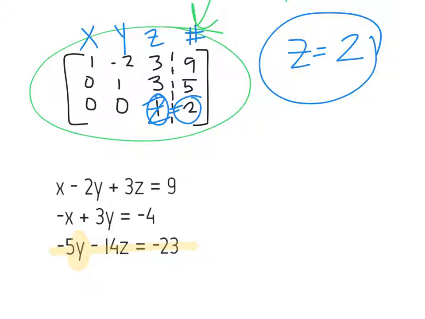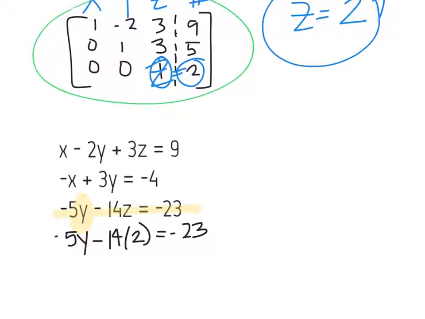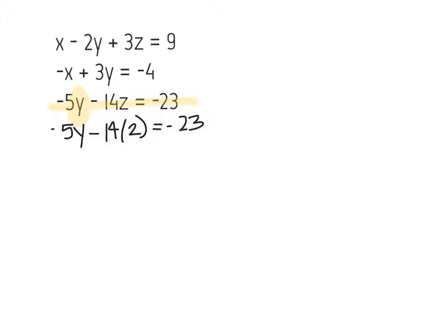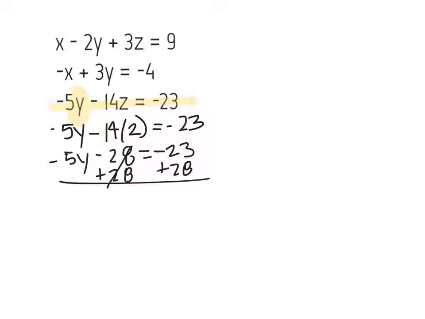So I would get negative 5y minus 14 times Z, which is 2, equals negative 23. And now we're going to solve that. So then we get negative 5y minus 28 equals negative 23. And then add 28 to both sides. We get negative 5y equals positive 5. Divide by negative 5. And we get y equals negative 1.